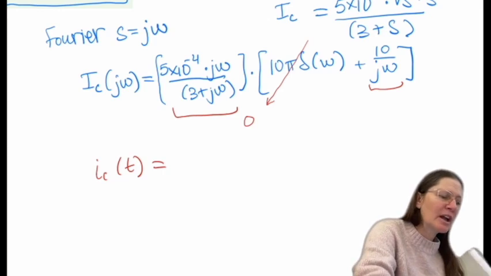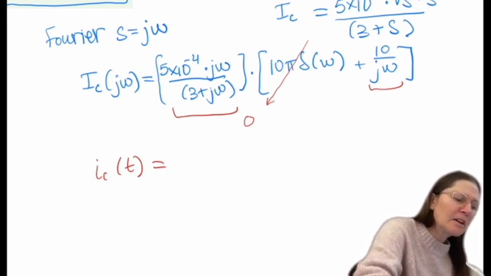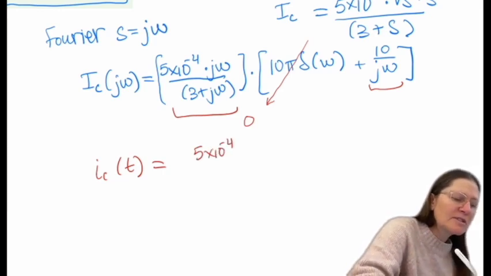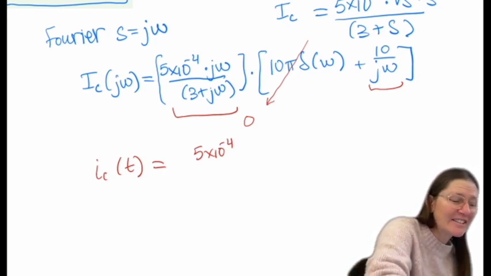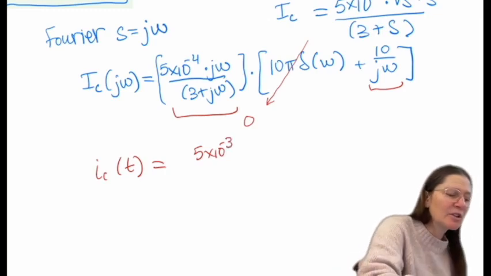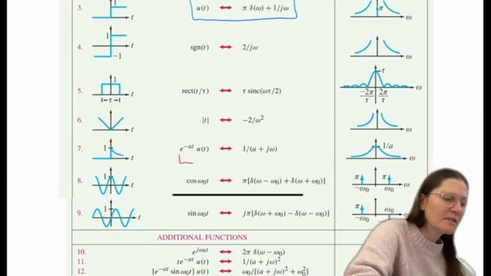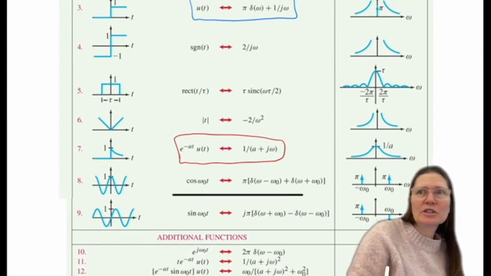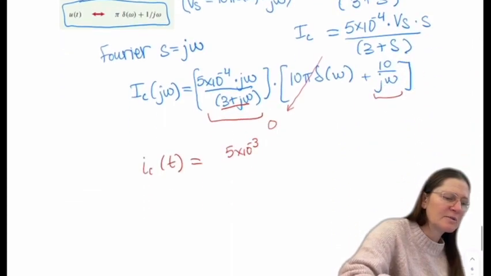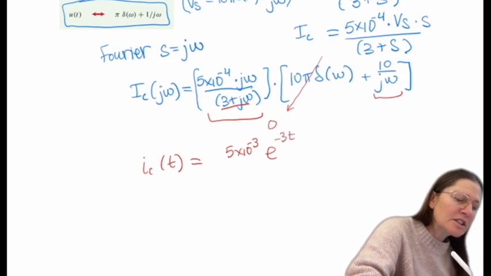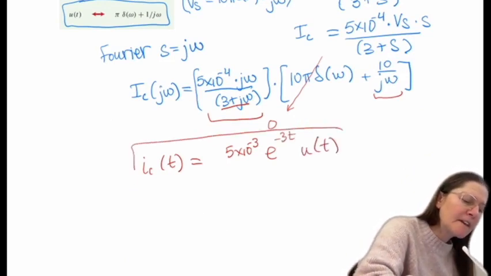And then looking at this, the j omegas will cancel. So we have 5 times 10 to the minus 4th times 10. Wouldn't it just be 5 times 10 to the negative 3? Yeah, you can do negative 3. And then you're really just going to be translating the 3 plus j omega, which is going to be e to the minus 3t u of t. So moving that back, this ends up just being 5 times 10 to the minus 3, e to the minus 3t u of t. And that's your answer.